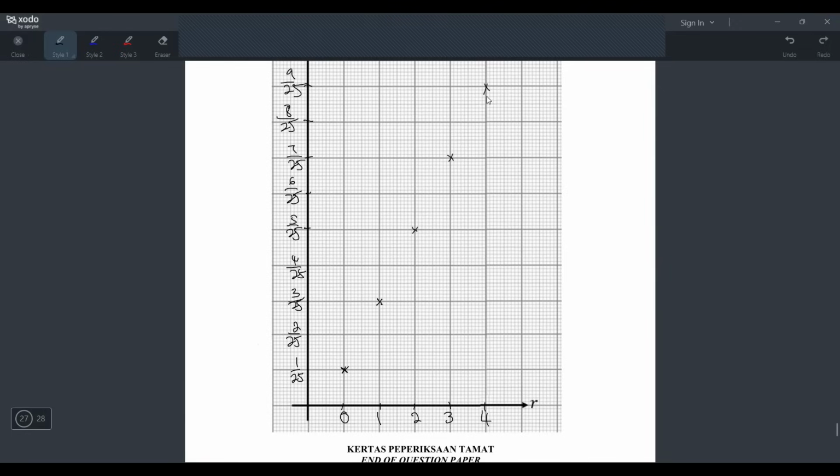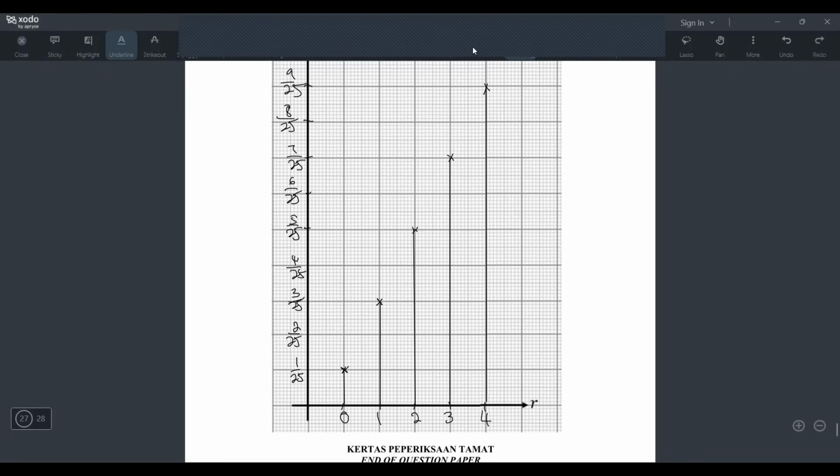9 over 25, right? But you don't go and join like this. Hey, no, no, no, no. This is a discrete random variable. If you draw like this, it becomes a continuous graph already. Discrete means all these points are not connected. So you just tarik bawah macam ni. Yeah, like this. This is how you draw. This is the binomial distribution punya graph. Okay, this is how it should look like. So P(X equals 3), and then you naik sampai dia punya probability and so on.